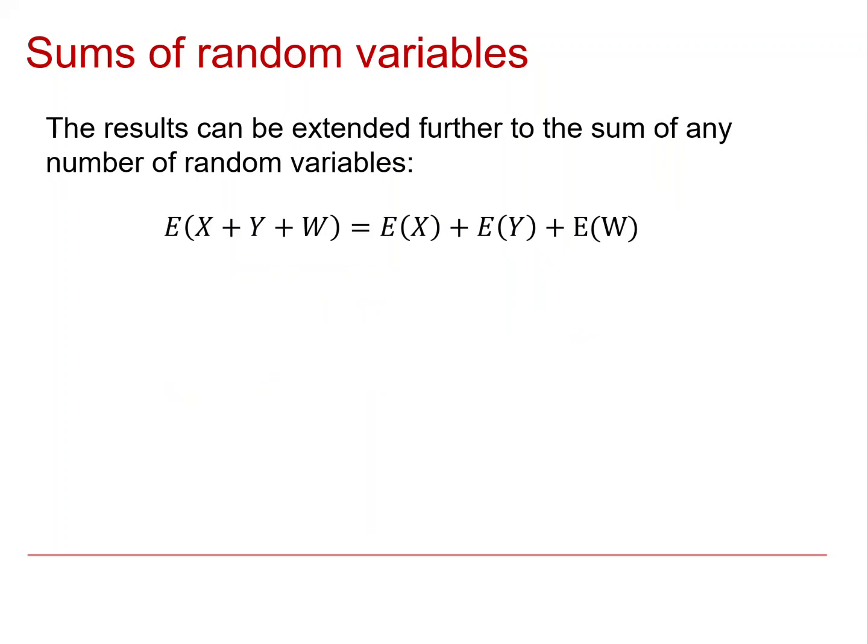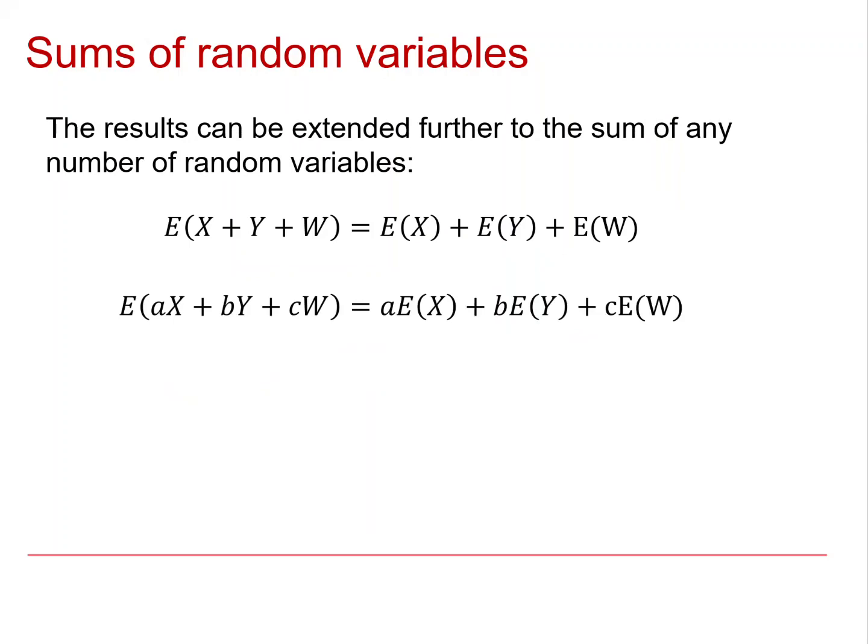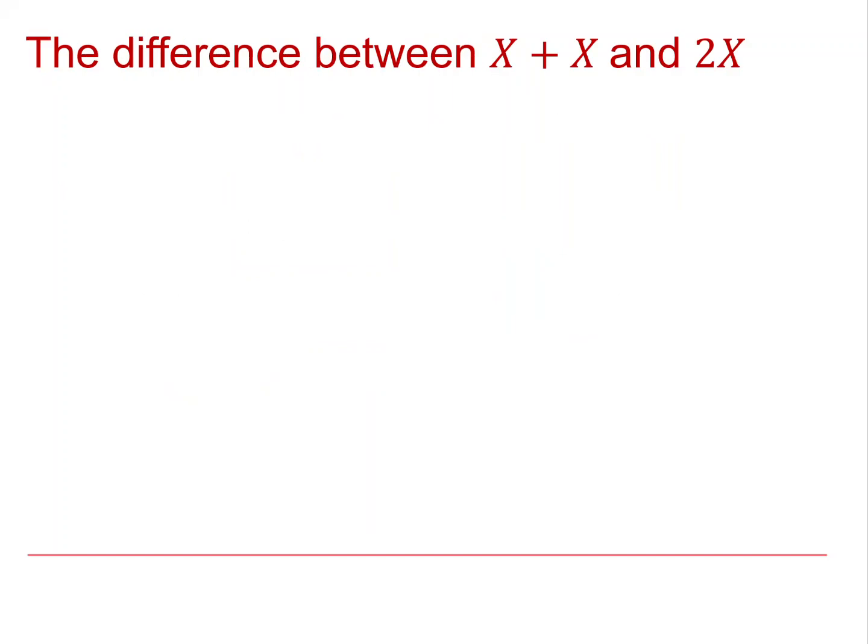So if you have a third random variable, the expected value of X plus Y plus W is the expected value of X plus the expected value of Y plus the expected value of W. And similarly, if we add some multiplicative constants.